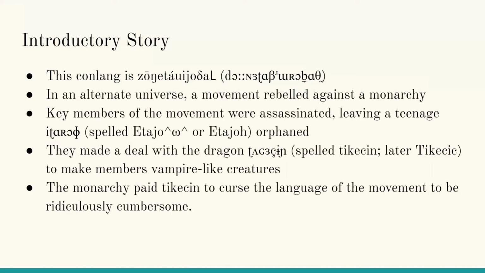Desperate and grieving, the teenage ŋeta bargained with the deific dragon uijoδa𐐛 to turn members of the movement into vampire-like creatures. They would subsist off the blood of animals and the juices of plants. If they drank enough, they would continue existing after death. The authorities heard about this and spread hysteria about vampires, leading to many deaths. They paid the dragon to curse the language of the movement's members to be unwieldy, confusing, and lexically inadequate. ŋeta was born that day.